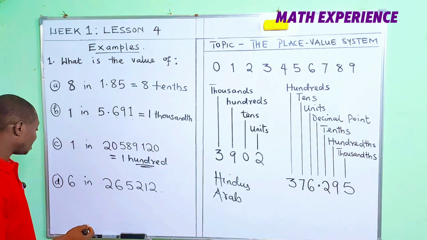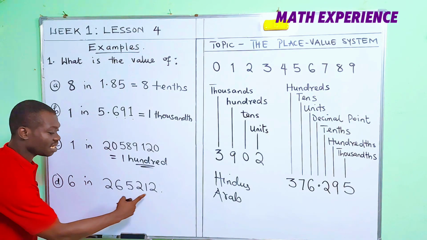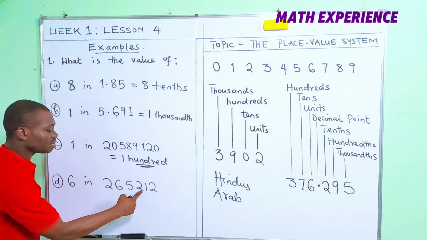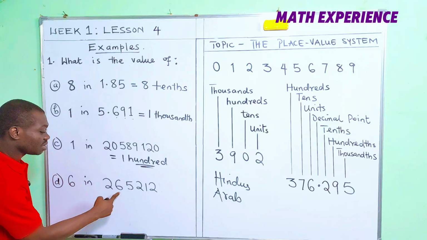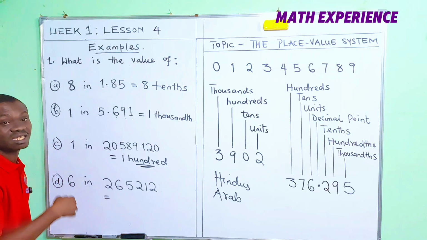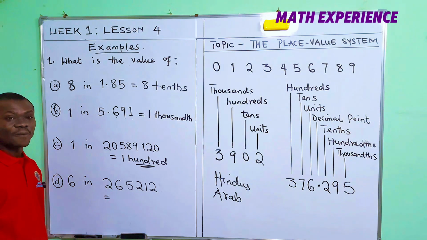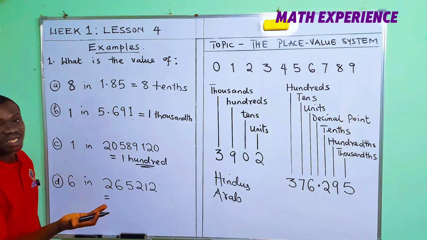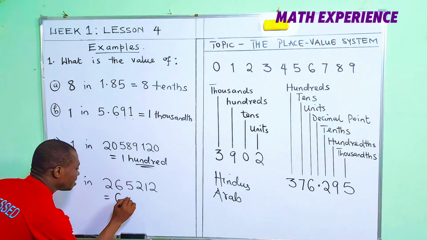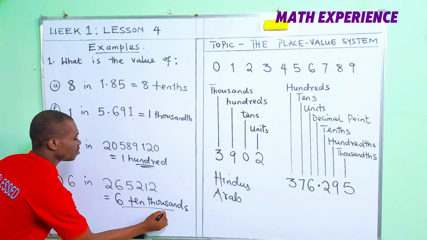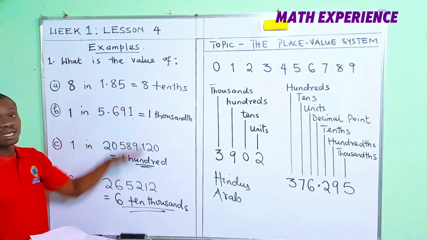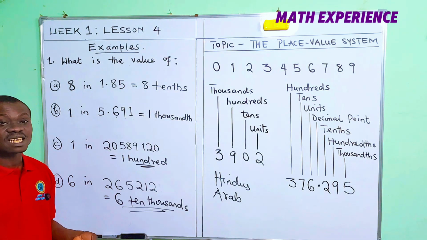And then lastly, 6 in this, like I said, this is a whole number. So I start from here. This is units, 10, 100, 1,000, tens of thousands. So this you can write as 610,000, or you can write it as 610 means 60. So you can write it as 60,000. But I'm going to write it as 610,000. All right. So that is the place value of the digits as represented in the example.